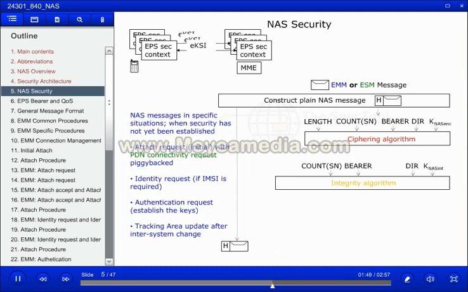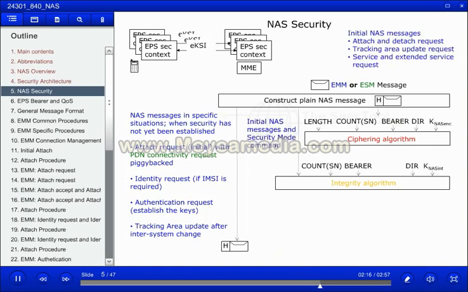If the radio connection is dropped after initial attach, the NAS signaling connection will also be broken, and the UE will then be in an EMM idle state. But the EPS security context is still valid. So, when the NAS signaling connection is re-established with an initial NAS message, these messages can be at least integrity protected.